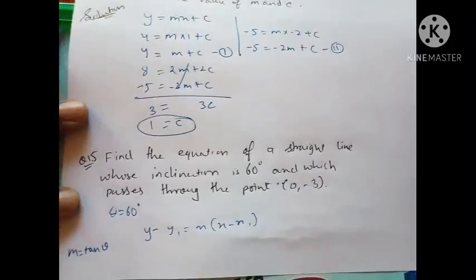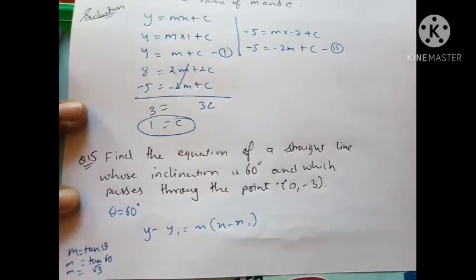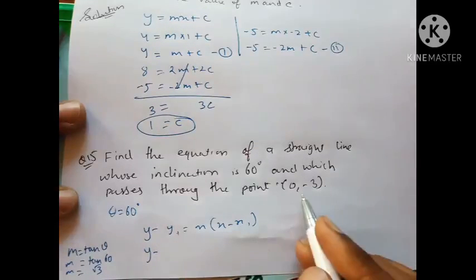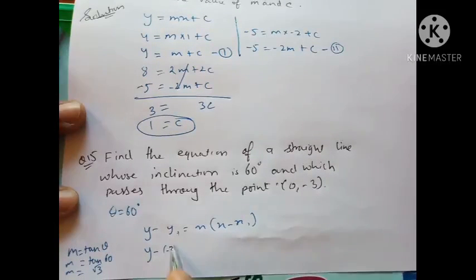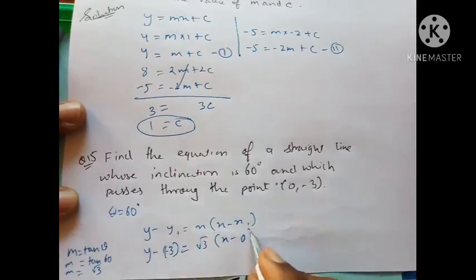You guys all know m equals tan theta. Theta has been given to me, tan 60, that is equal to root 3. So I have the value of m. Now I'll place it. y minus, what is y1? y1 is minus 3. m is root 3. And then x minus x1 is x minus 0.